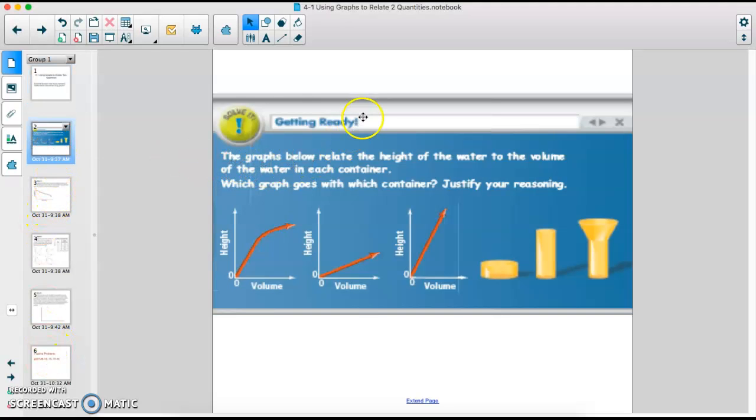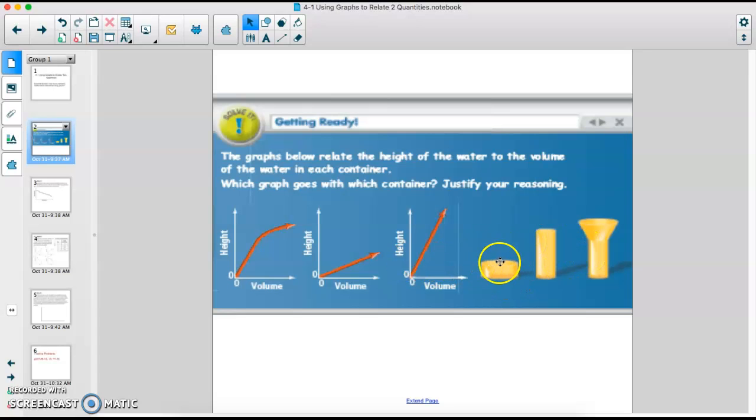So we're going to start out with a little bit of a warm-up problem to get us thinking about how graphs work. That's really what we're going to be doing today, just looking at graphs and saying, what does that even mean? For this one, the graphs below relate the height of the water to the volume of the water. Remember, volume is how much liquid is in a container, right? And so we need to determine which graph goes with which container, and then justify our reasoning.